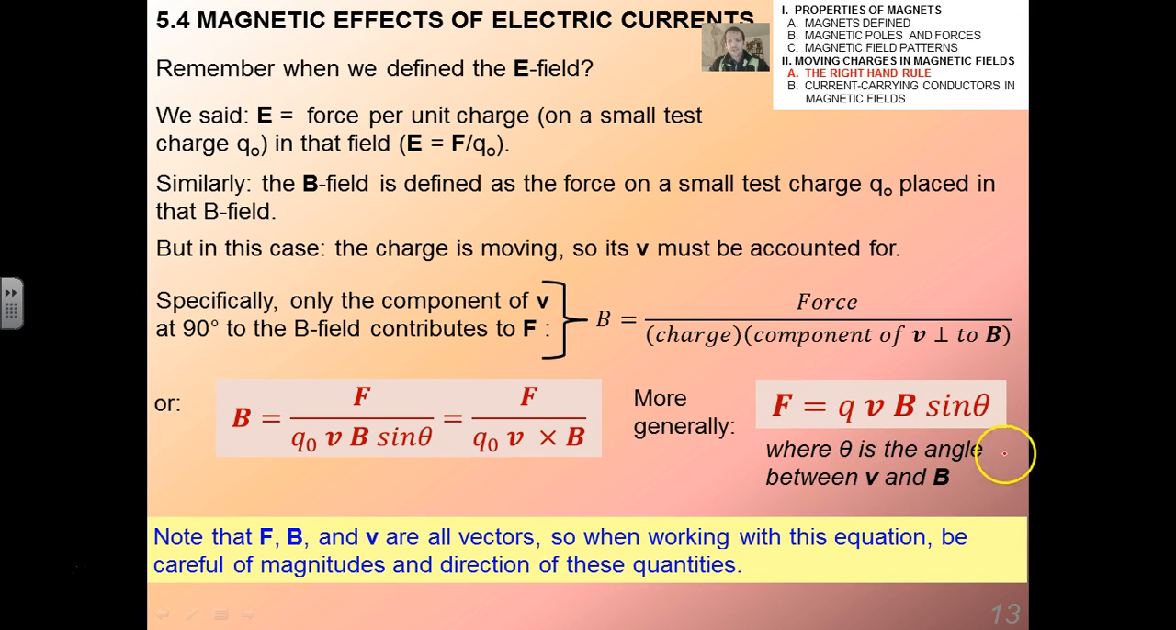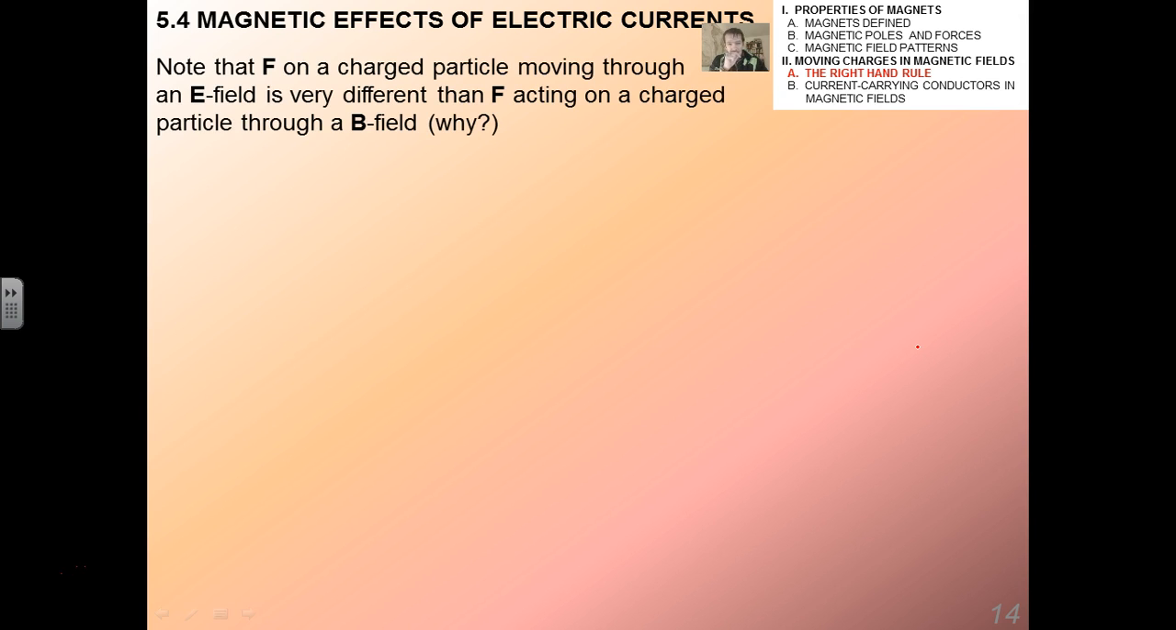Now, theta here is the angle between V and B. So you can see that if everything is orthogonal, in other words, if V and B are at right angles to one another, of course, the sine of pi over 2 would be 1, and it would just be F equals qvB. And in almost all circumstances when you're solving IB problems, that's going to be the case, where you don't really have to deal with an angle theta, okay? So it's just F equals qvB. They are all vectors. Be very careful working with this equation when we're dealing with magnitudes and directions of these quantities, okay? Now the force on a charged particle moving through an E field is very different than the force acting on a charged particle through a B field.